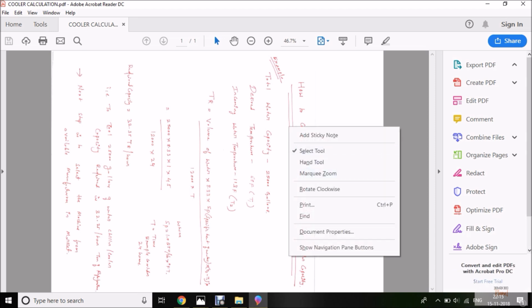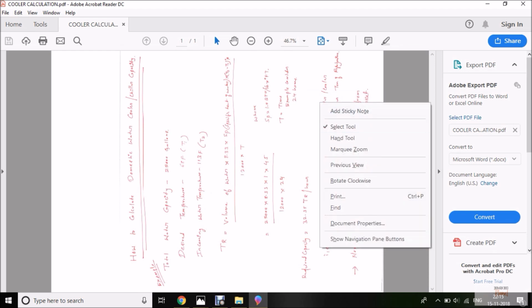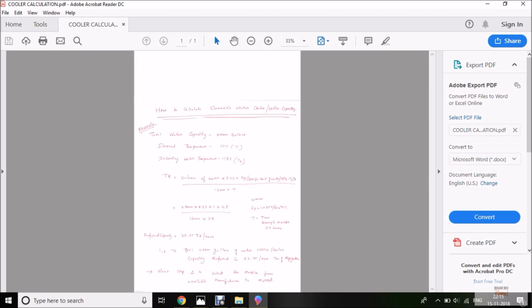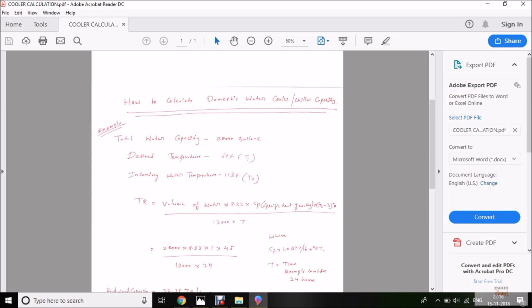Okay, let me rotate the screen. Okay, I hope everyone can see the screen now.